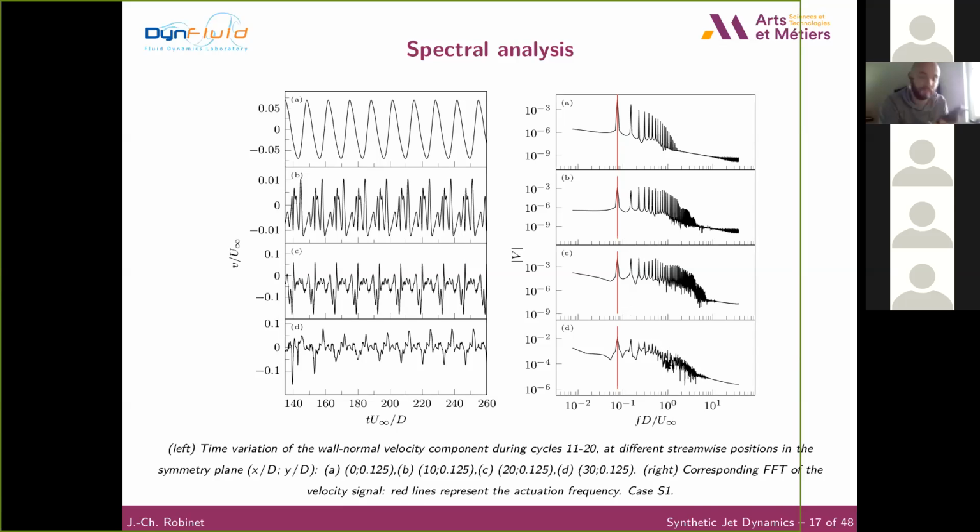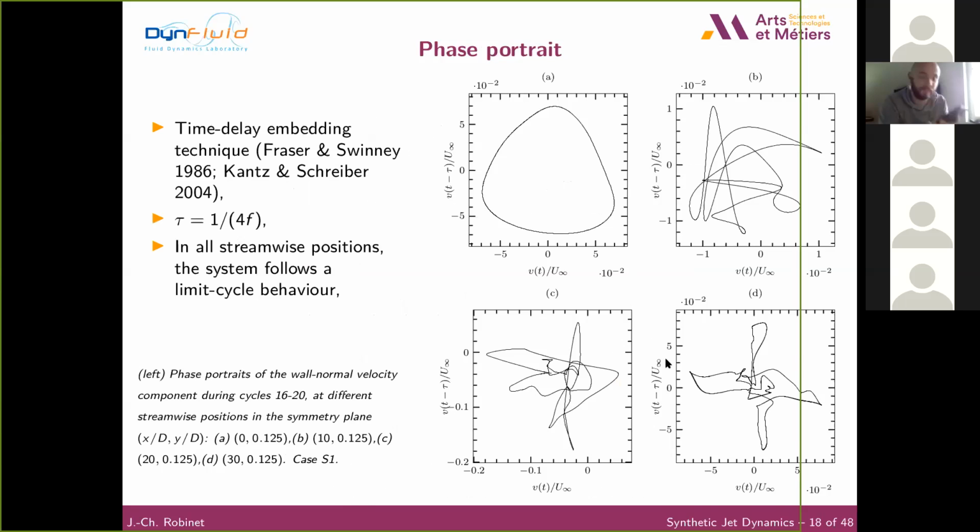And to be sure on this point, we can describe the time delay embedding. The time delay embedding is a phase portrait where you compute the evolution of the velocity with a delay, and this delay is just 1 divided by 4 times the main frequency. And in all of these plots, the phase portrait remains quasi-periodic, in fact. The flow looks like turbulent, but in fact no, because some symmetry cannot be broken, and we have many frequencies, but it's also a quasi-periodic flow.